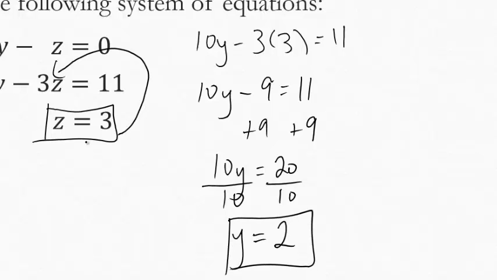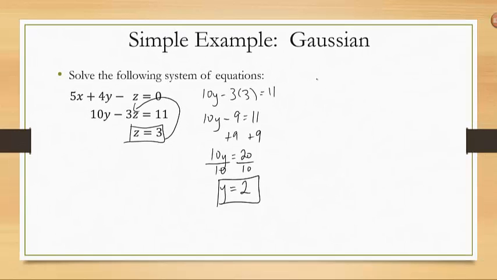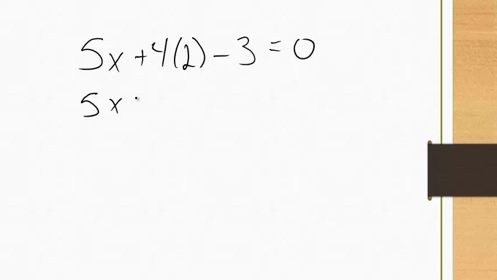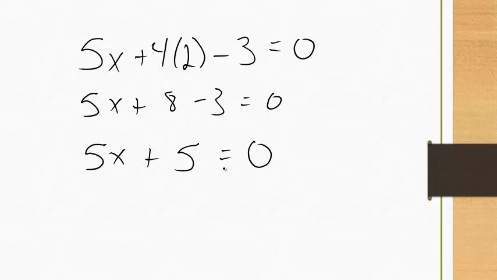Now we need to solve for x. Since we have z and y, we can just plug those two variables in, and that'll give us 5x. Well, plug this in, so plug that into z, and plug this into y. So 5x plus 4 times 2 minus 3 equals 0. So now we have 5x plus 4 times 2 is 8, minus 3 equals 0. Now we combine like terms, so 5x plus 8 minus 3 is 5 equals 0.